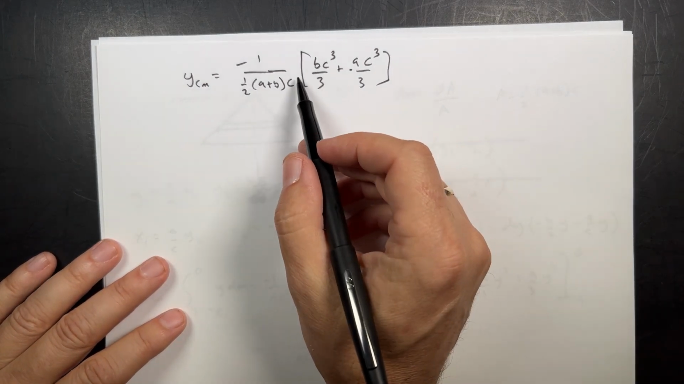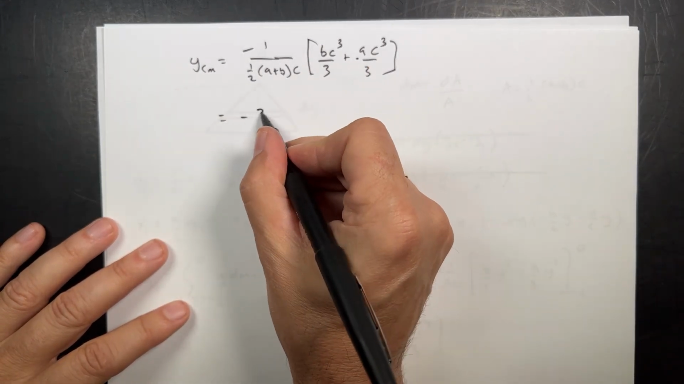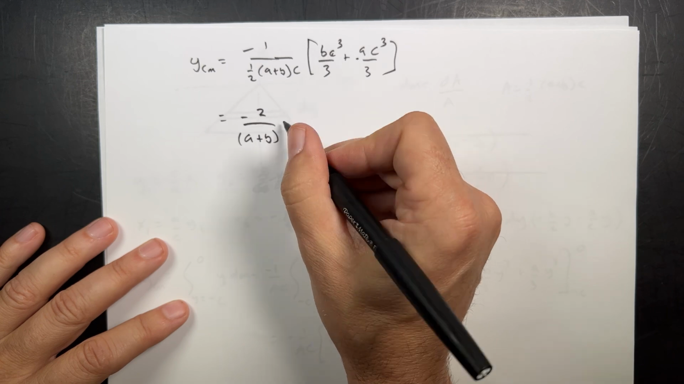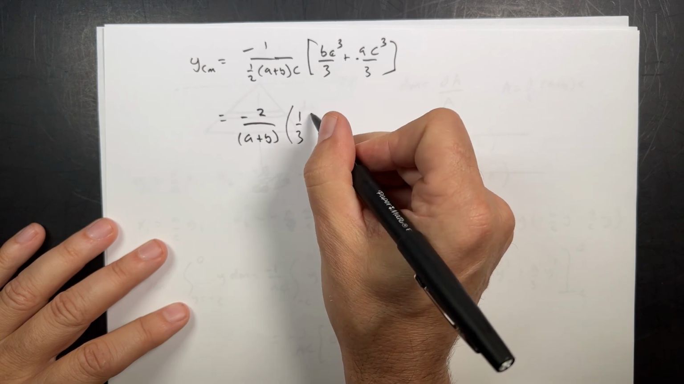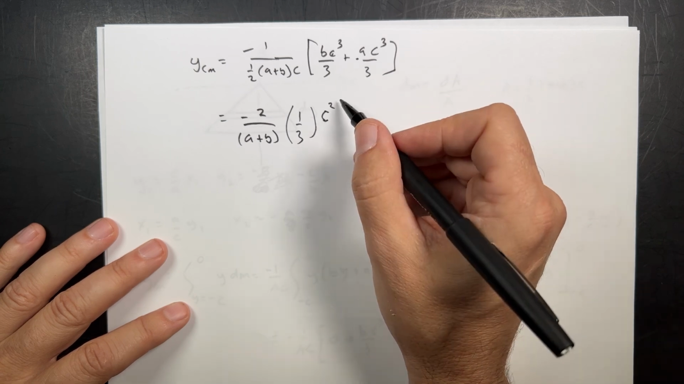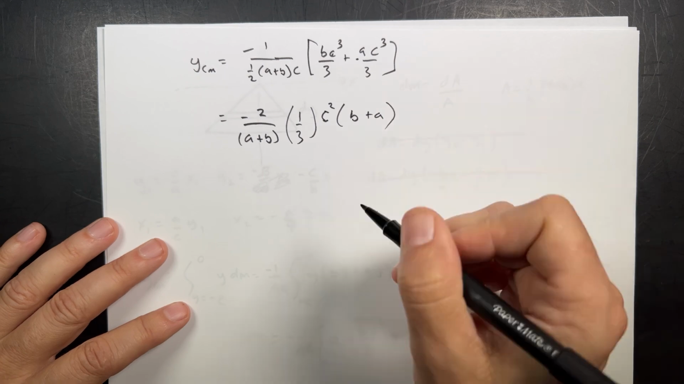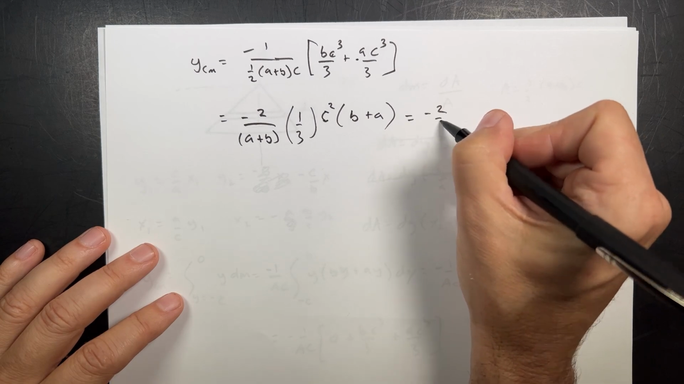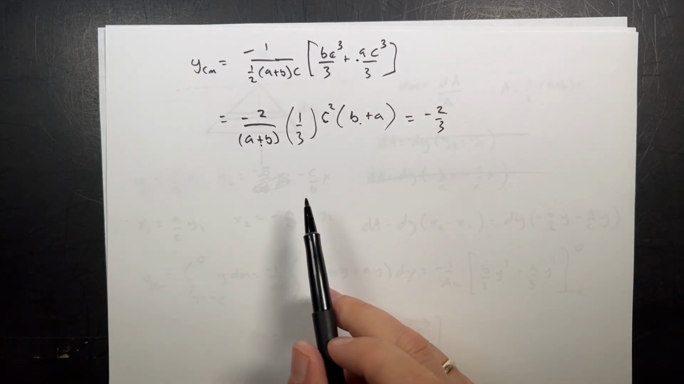I'm going to factor out a c. I can do that. So I get negative 2 over a plus b, and then I can factor out a third and a c. So I get 1/3 c squared, and then I get b plus a. And now we got the magic here. Look, it's happening. So I get negative 2/3. Those cancel. I think I should get another c.